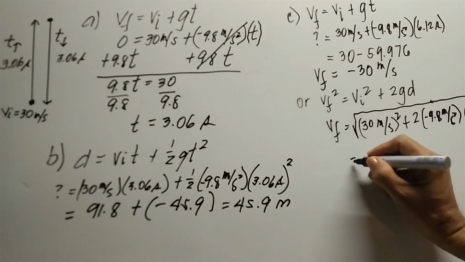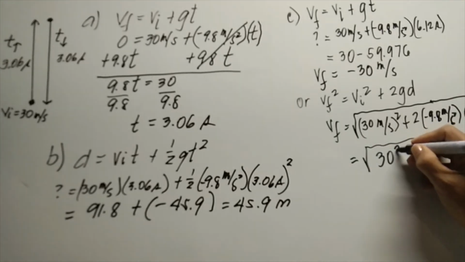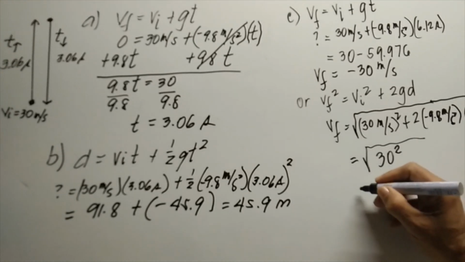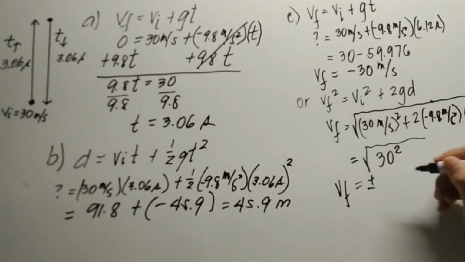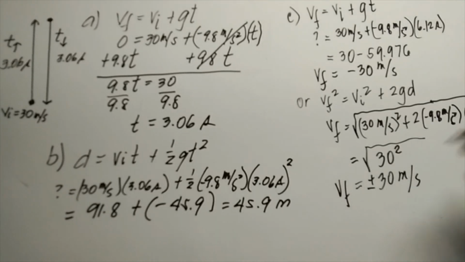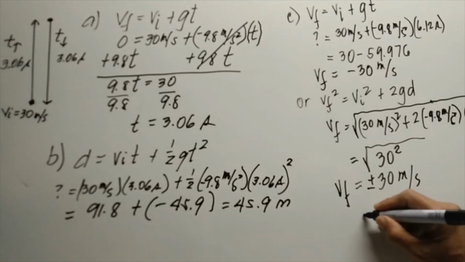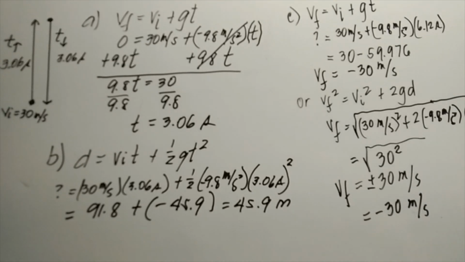So therefore, this will be the square root of 30 squared. So our answer for final velocity will be positive and negative 30 meters per second. So we are going to discard the positive because it is going in a downward direction. So our final answer will be equal to negative 30 meters per second for a downward direction.